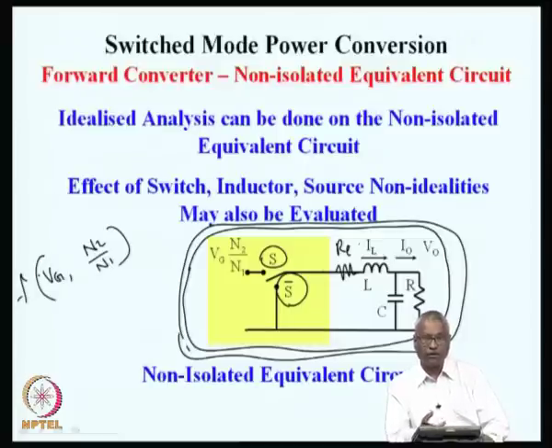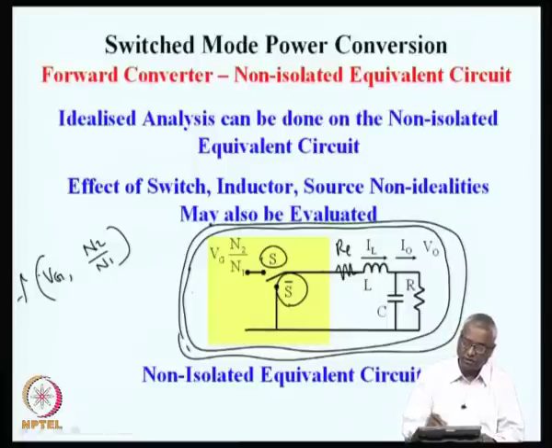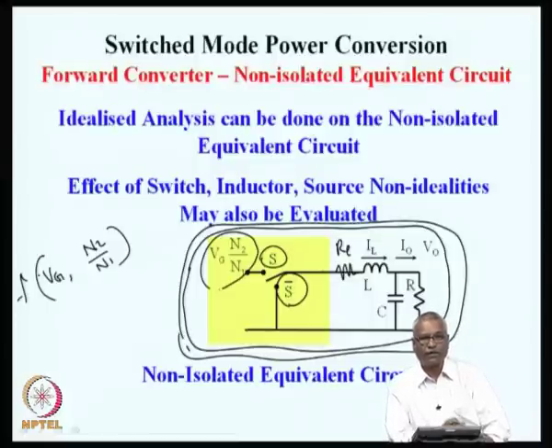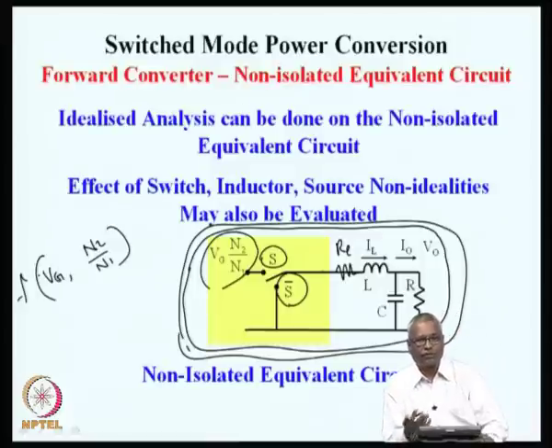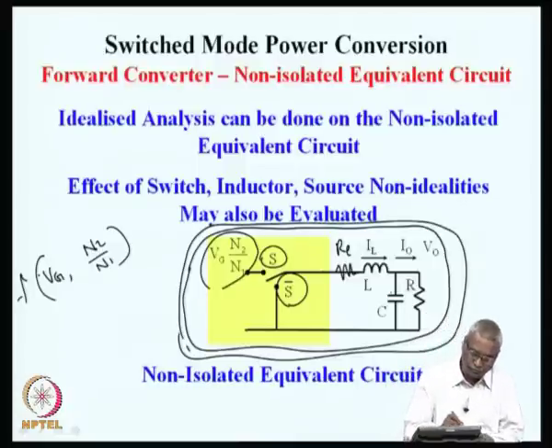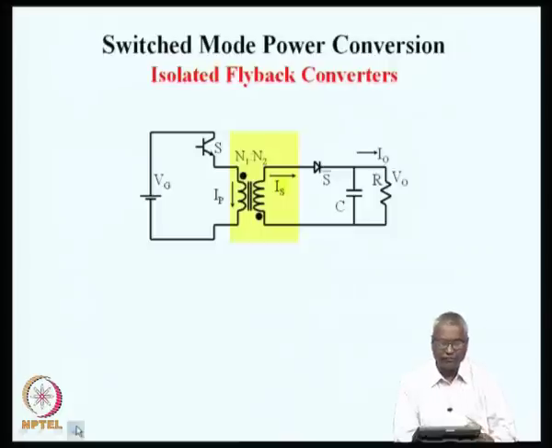It is a very similar exercise. Only this source voltage has now been replaced by the non-isolated equivalent voltage, and the circuit is identical to the buck converter. The forward converter, push-pull converter, two switch forward converter, half bridge converter, full bridge converter, all of them have an output LC filter, and in the standard form they are all similar to the buck converter. The analysis of many of these quantities can be done in the same way.